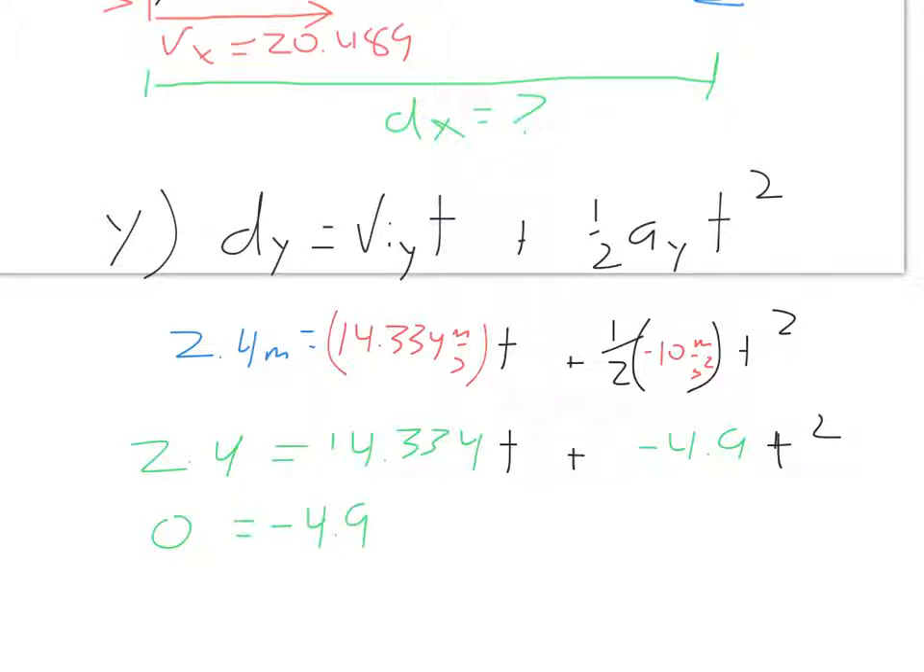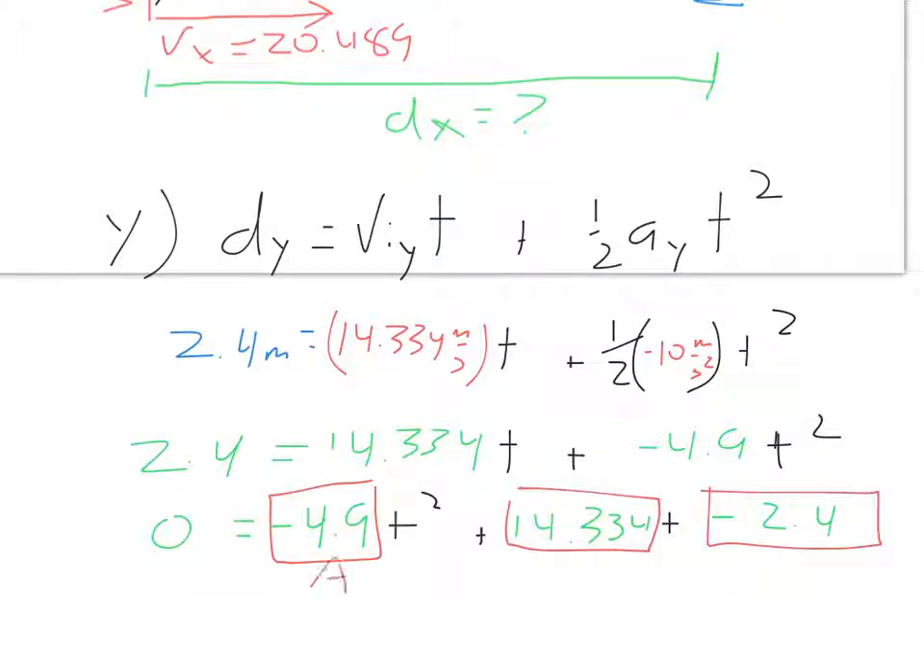-4.9 t squared plus 14.334 times t minus 2.4. And as I'm sure you've already noticed, this is a quadratic. Okay, so I'm just going to circle my coefficients: A, B, C.